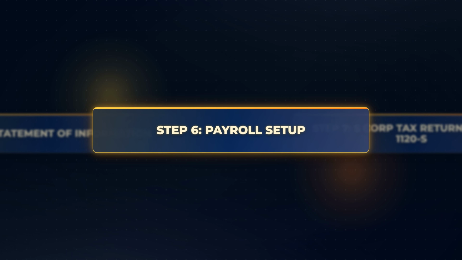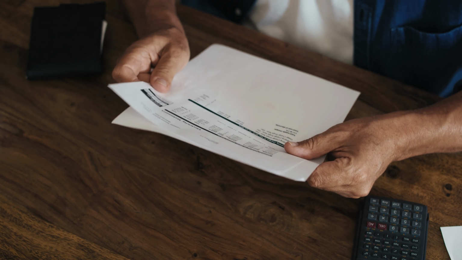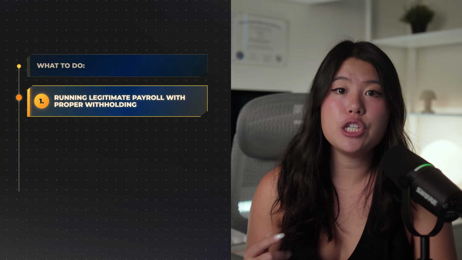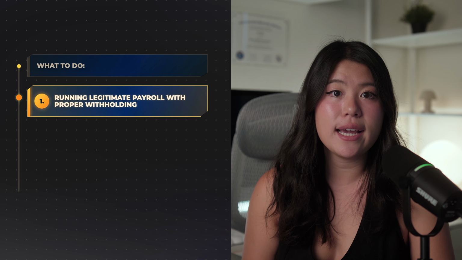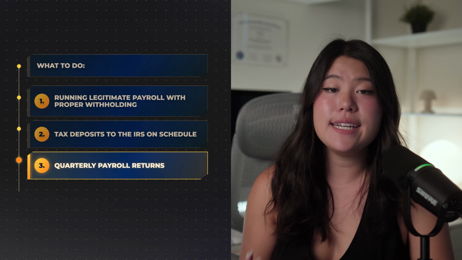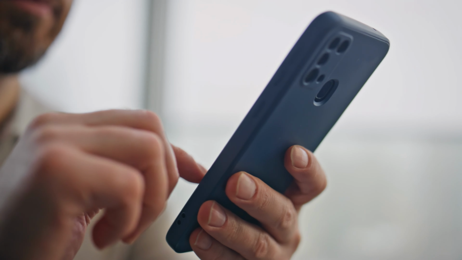So now that everything is set up structurally, you need to set up payroll, and this is a requirement that comes directly from the S Corp structure. As an S Corp owner, you are required to pay yourself a reasonable salary. And to pay yourself a salary, you need actual payroll, not just a transfer of money to yourself. You need to be running legitimate payroll with proper withholding, tax deposits to the IRS on schedule, quarterly payroll returns, and W-2 preparation at year end. Most S Corp owners use a payroll service to handle this.